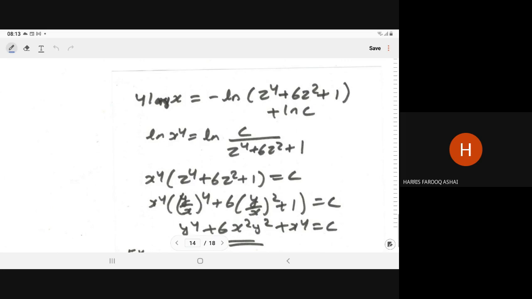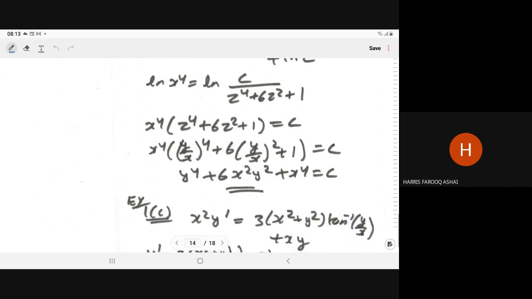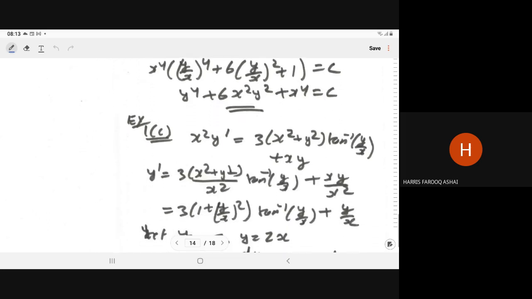So here we have already shown. So it will become y to power 4 plus 6x square y square plus x to power 4 is equal to c. Let us have another example. x square y dash equals 3 x square plus y square tan inverse of y upon x.